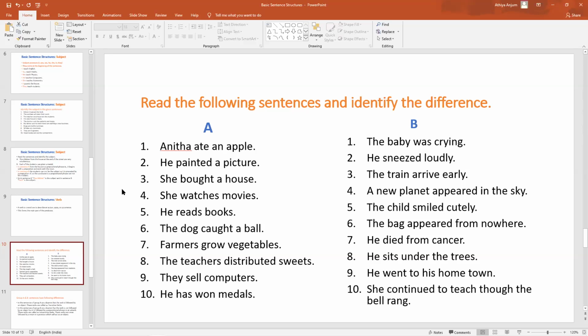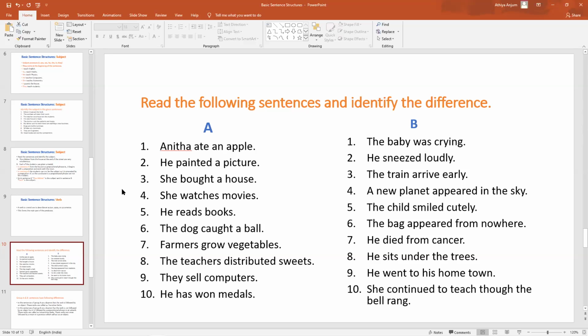The next one, the teachers distributed sweets. So what did the teachers distribute? The teachers distributed sweets. Again, teachers is the subject. Distributed becomes your verb. And after the verb, you have sweets, things, noun. And because it is after the verb, you call it the object, right? They sell computers. They is your subject. Sell is the verb. And what do they sell?